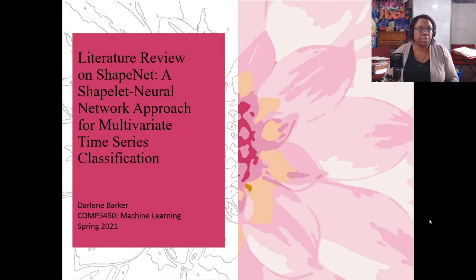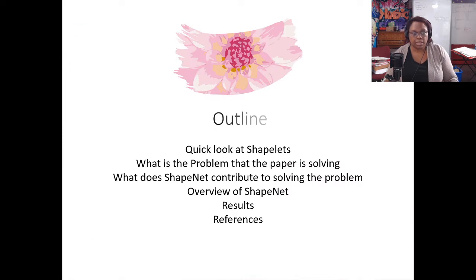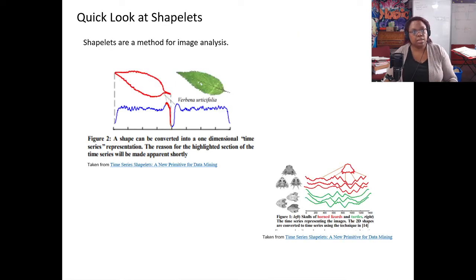Hi, I'm Darlene Barker, and I'm doing a literature review on ShapeNet, a shapelet neural network approach for multivariate time series classification. I will do a quick look at shapelets, the problem that the paper is solving, what they contribute to solving the problem, an overview, and some results.